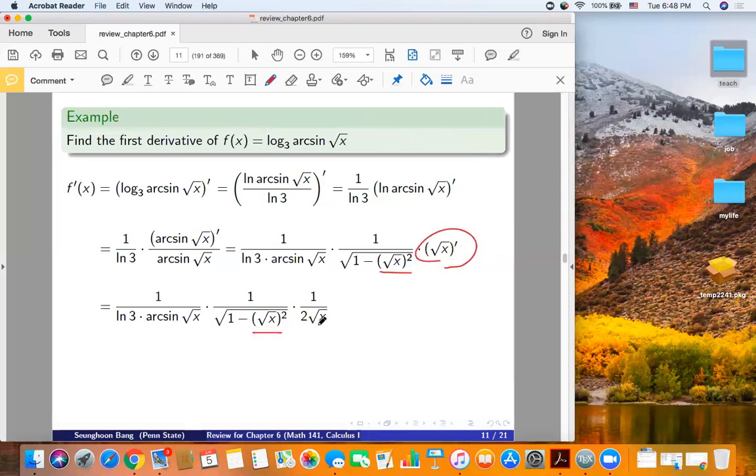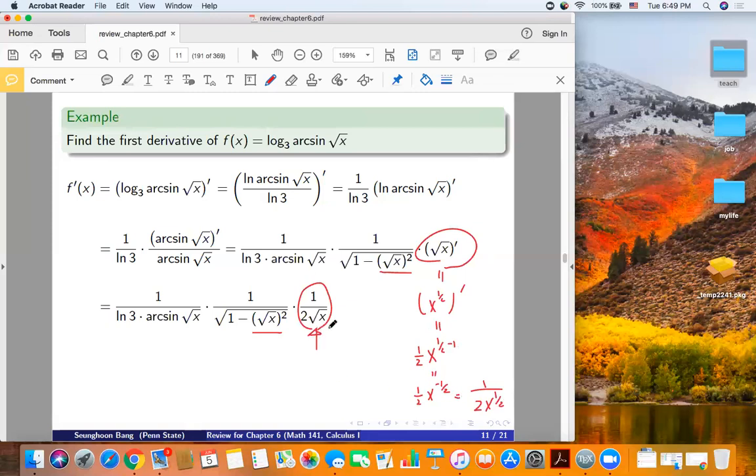The derivative of root x is 1 over 2 root x. How can you find this one? The derivative of x to the 1/2: you can use the power rule. The 1 over 2 comes down, x to the 1 over 2 minus 1 is x to the minus 1/2, which is the same as 1 over 2 times x to the 1/2.